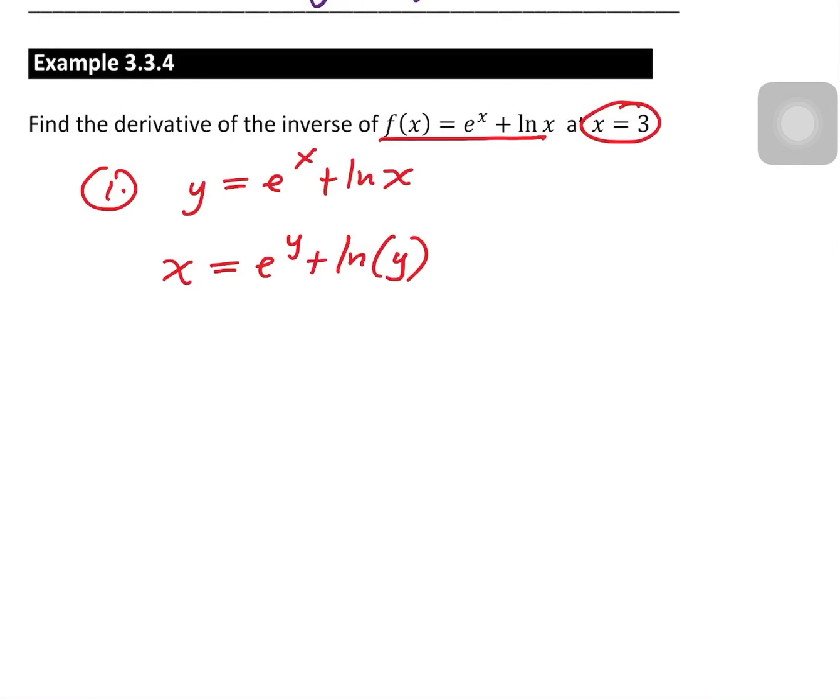Okay, again, you could always pause. I know I'm going pretty quickly through this. Then I take the derivative with respect to x, and I get e to the y dy dx plus 1 over y dy dx.